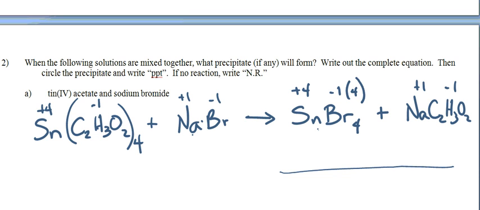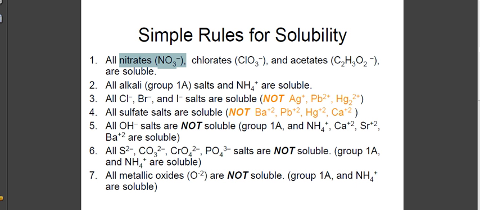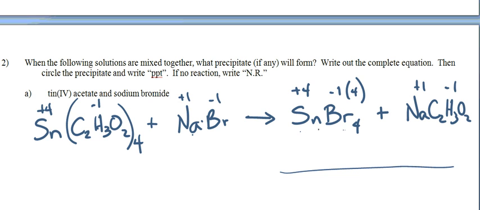So the tin bromide, looking at your rules, said that all chlorides, bromides, and iodides are soluble except with silver and lead. Doesn't say anything about tin, so that means that it is soluble. Okay, does not form a precipitate.